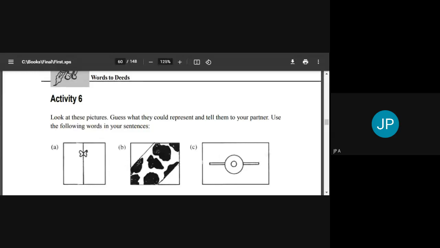Yes, Rishma has also said a very nice thing. It could be a cow, be the picture of a cow. Okay. Next one is C. What is C? The third image. Very good. It may be the wheel of a toy. Yes, it may be the wheel of a toy.